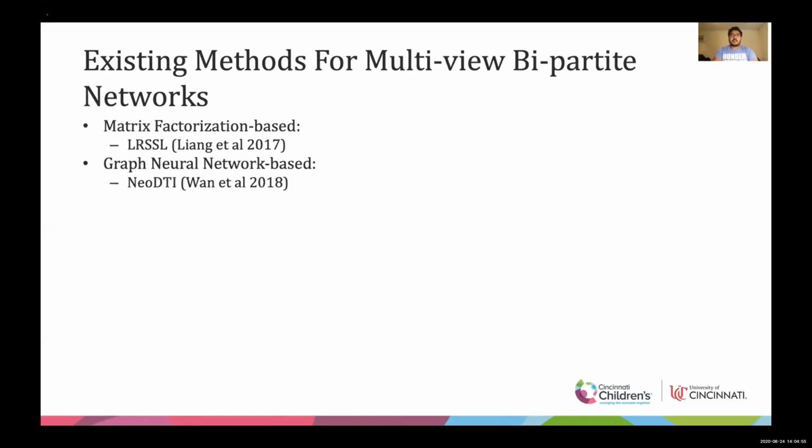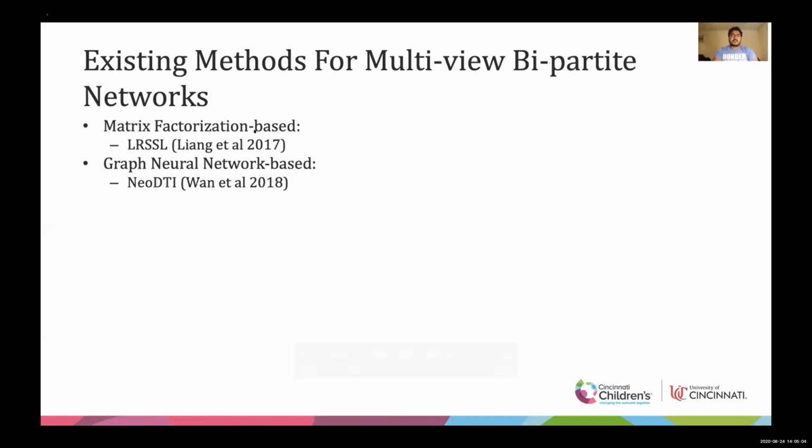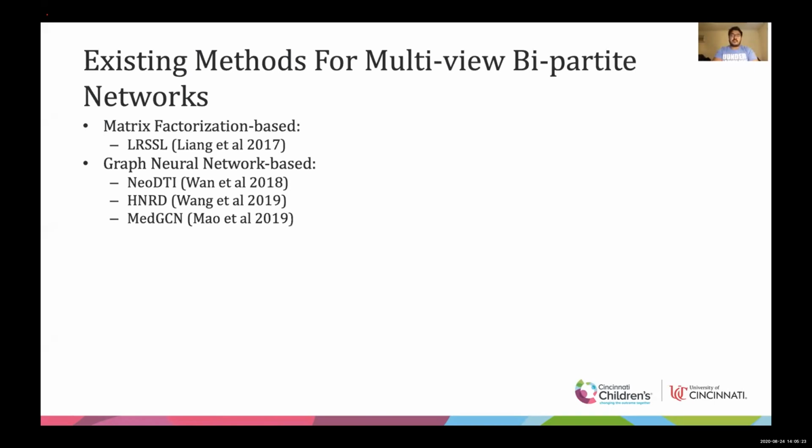In graph neural network-based methods, NeoDTI proposed by Wan and others in 2018 learns node-level embeddings and predicts drug target associations, which, however, we extended for drug disease associations. HNRD from Wang and others used the NeoDTI algorithm for the drug disease association problem. However, they apply their model on drug-drug similarity and disease similarity networks. MedGCN from Mao and others, proposed in 2019, used a graph convolutional network for multi-view bipartite networks for the patient medication recommendation problem. The proposed algorithms have a few limitations.